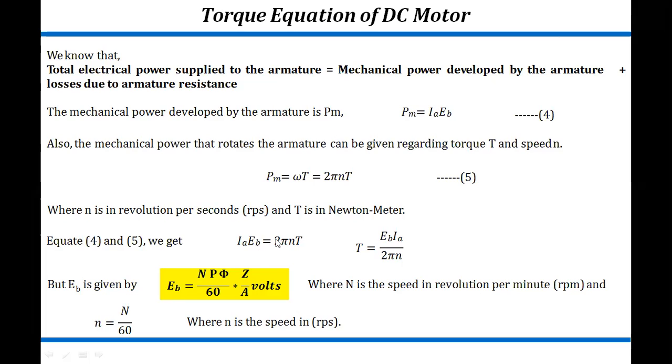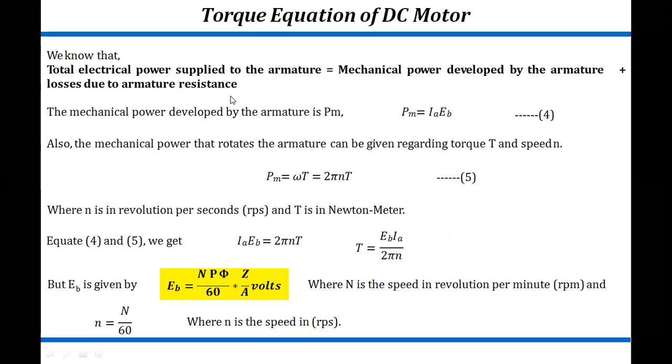So here we are supposed to see the torque equations, and we can calculate the torque in the form of back EMF, armature current, and speed that is measured in per second. So we are aware of the torque equation, which is equal to EB IA upon 2 pi n. These equations you will need to solve the numericals.